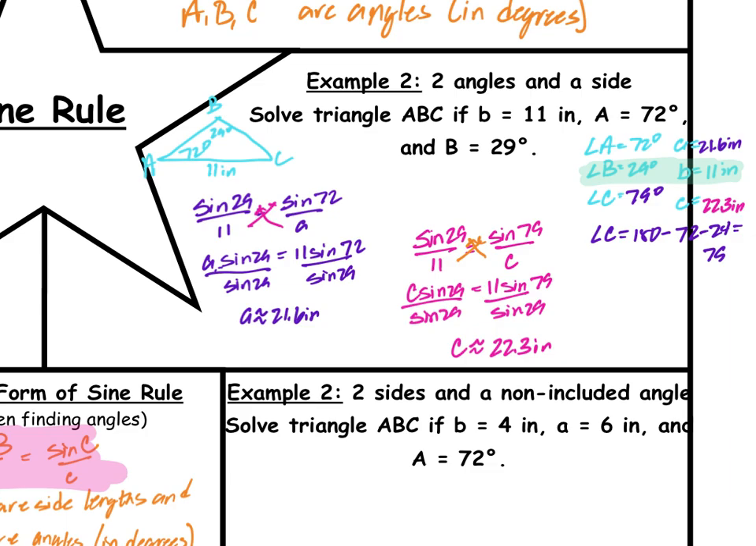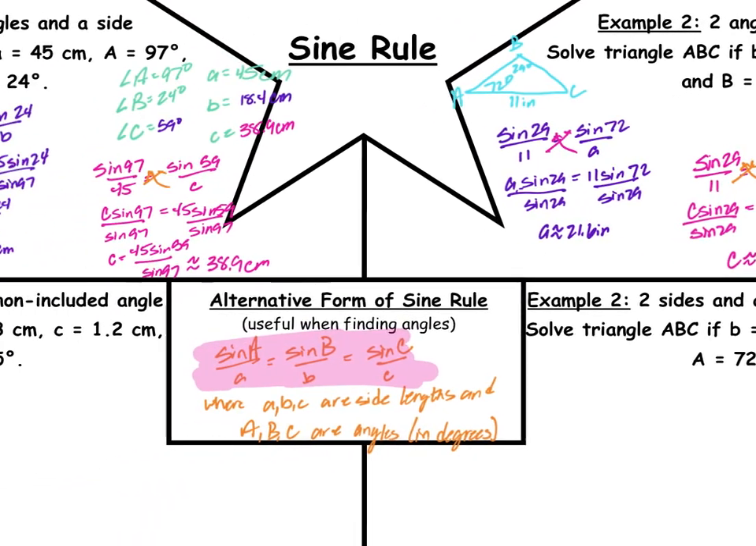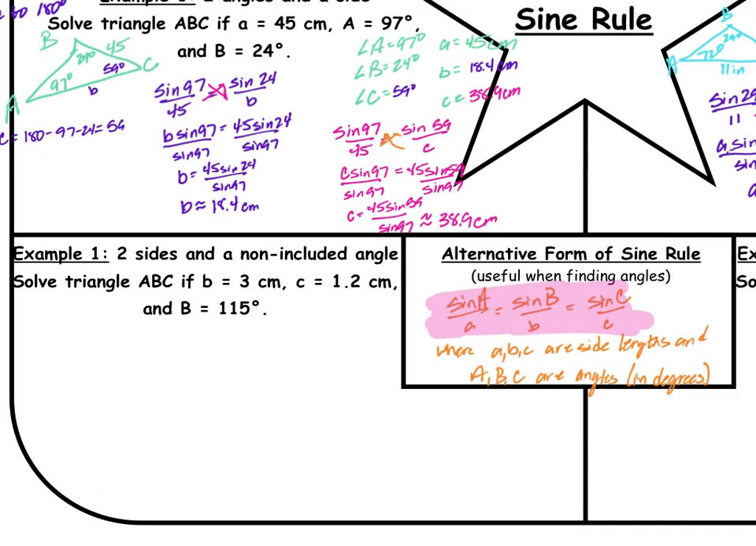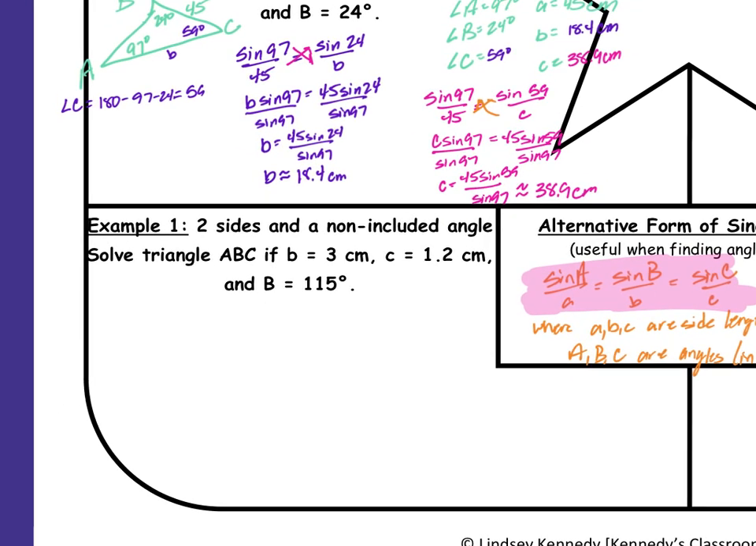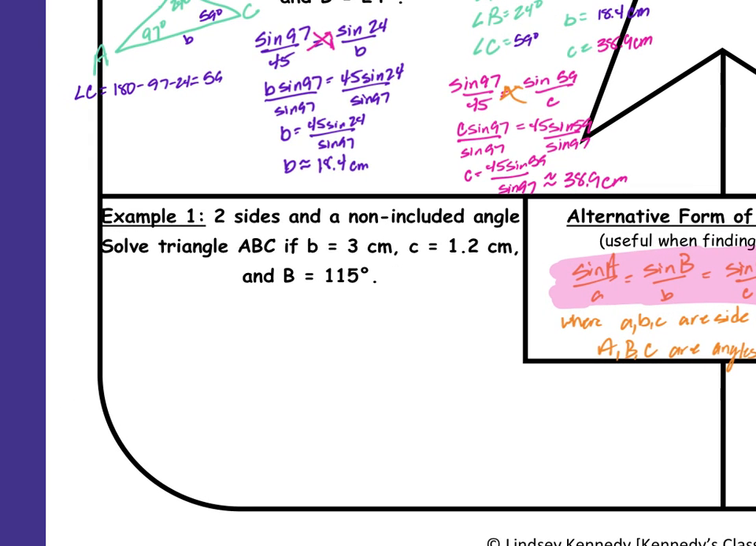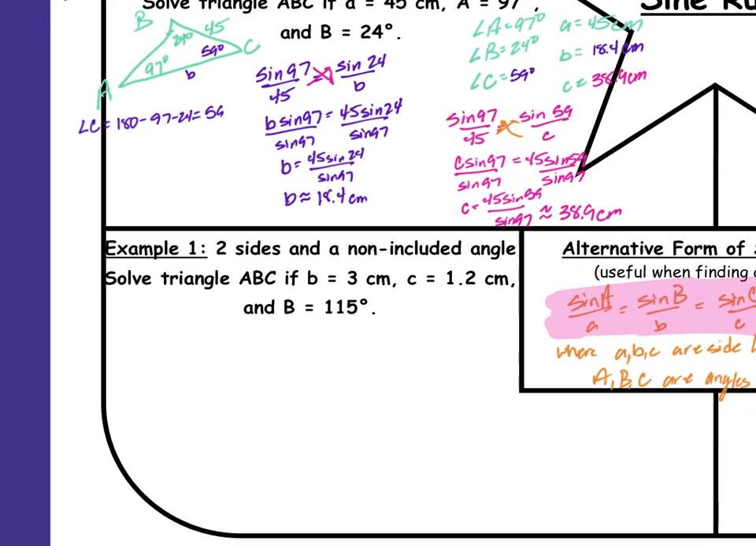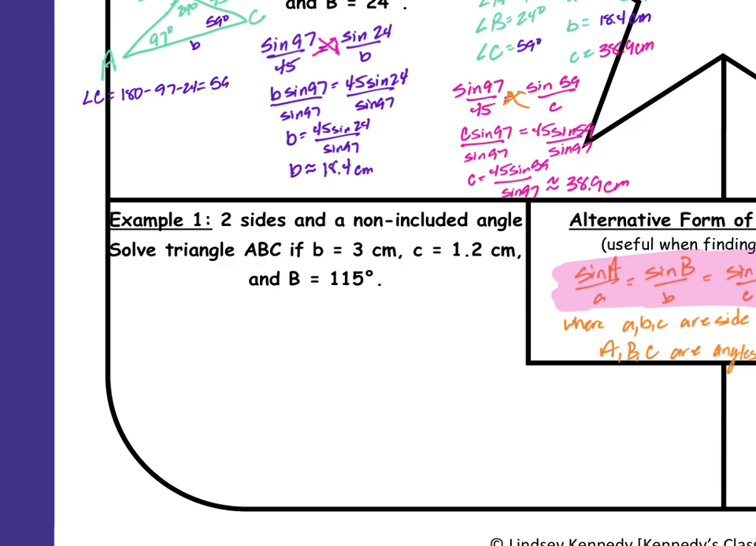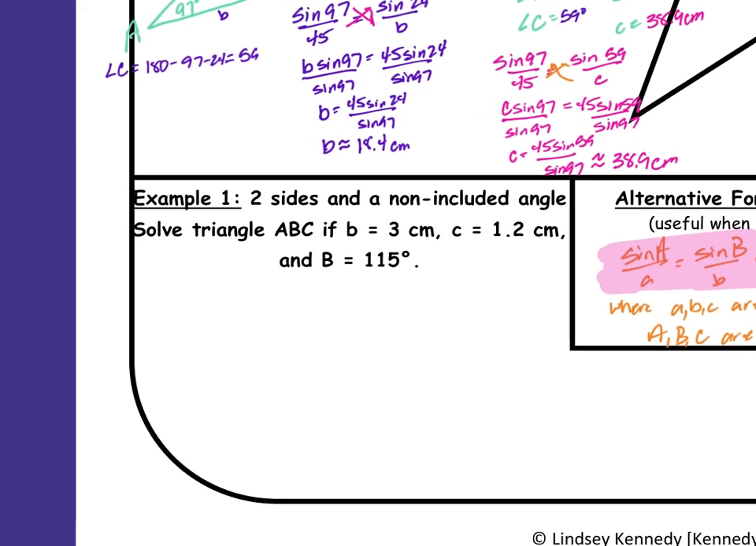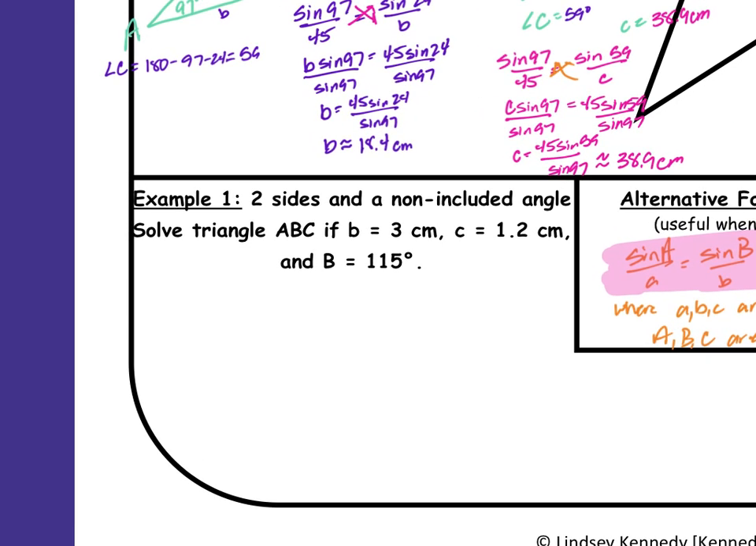All right, you guys. So we've got 2 more examples, and then we're going to go to the next page and do 3 more problems. Sorry. So this one is a little different. The first 2 were 2 angles and a side. The second one is 2 sides and an angle. So this changed just a little bit.